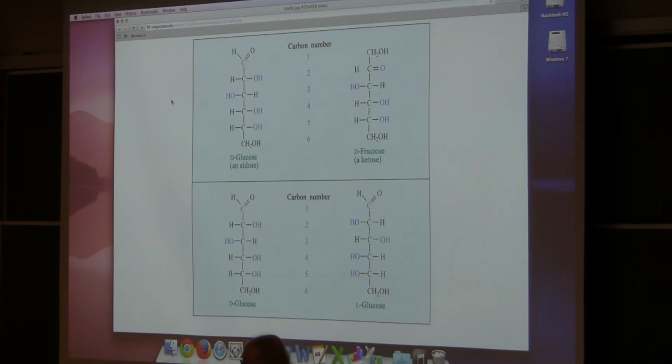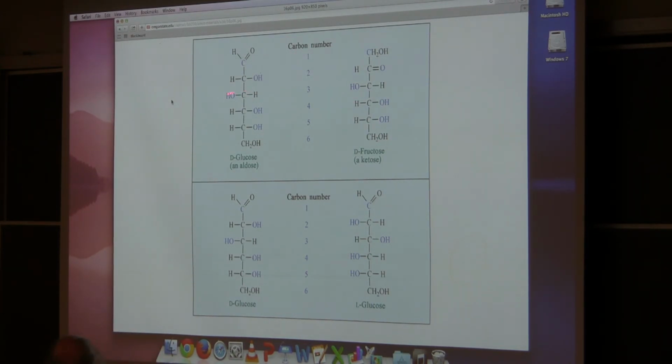The ring configuration that I'll show you in just a minute is called the Haworth. Now, getting back to what I was saying about glucose, you'll see here that you guys know what mirror images are, because when we can arrange things in certain ways, they can be reflections of each other.